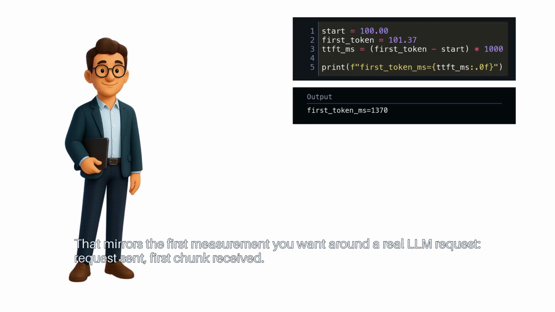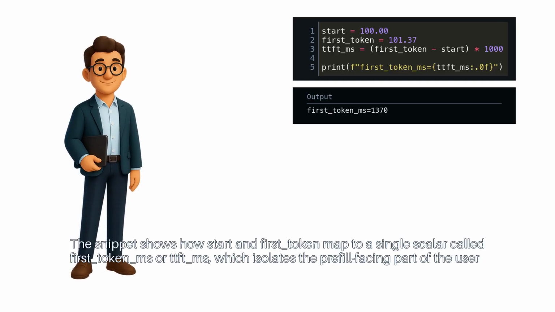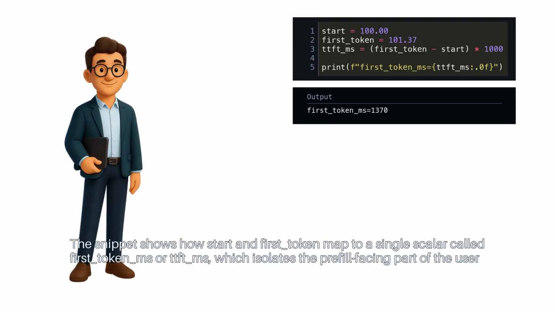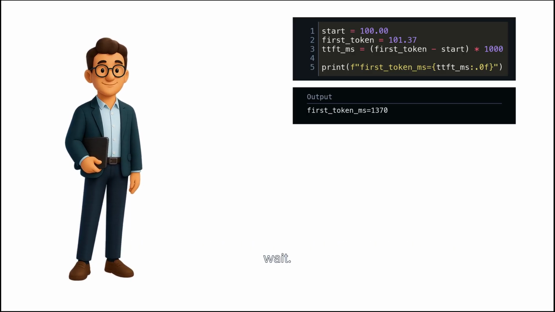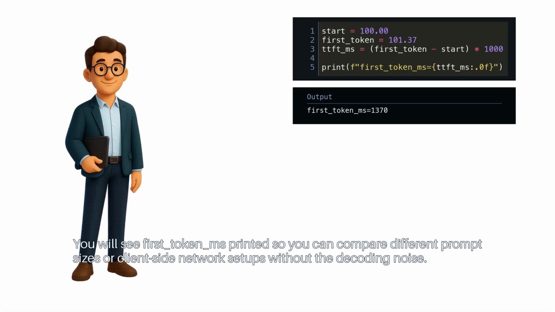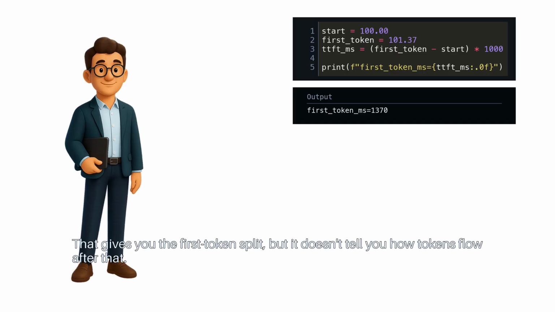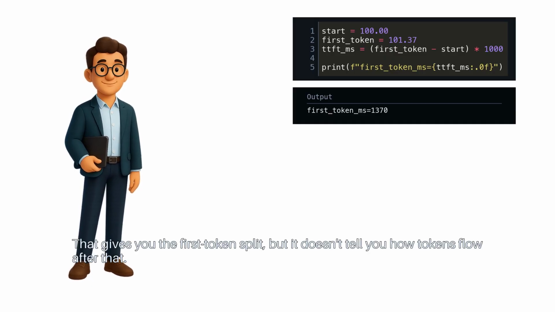Request sent, first chunk received. The snippet shows how start and first token map to a single scalar called first token MS, or TTFT-MS, which isolates the prefill-facing part of the user wait. You will see first token MS printed, so you can compare different prompt sizes or client-side network setups without the decoding noise. That gives you the first token split, but it doesn't tell you how tokens flow after that.